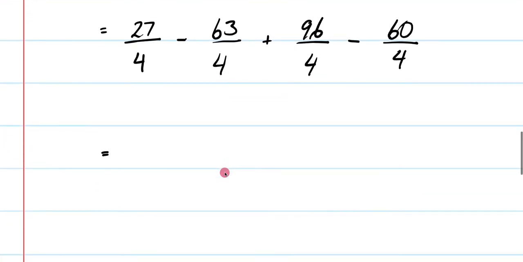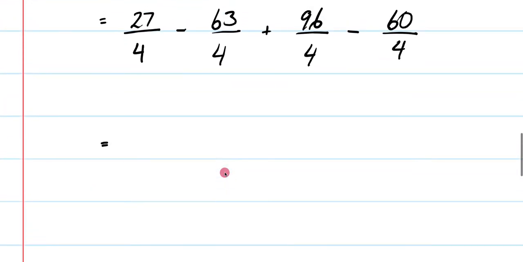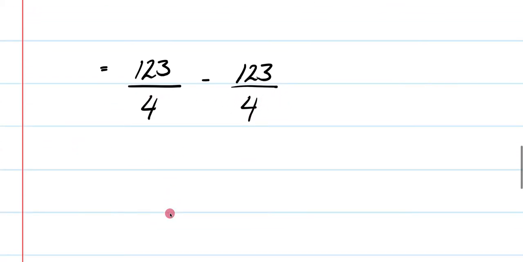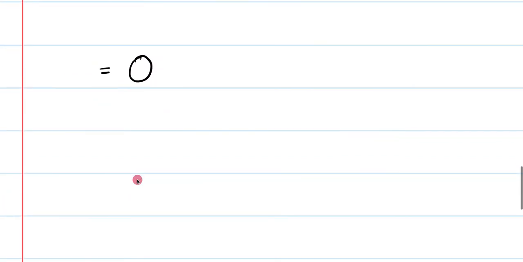Let's now come down. All right. So I'm going to go 27 plus 96, 123, minus 4, 123 over 4. Negative 63 minus 60. Oh, would you look at this? 123 over 4. Look at that. You know what that's going to equal, everyone? Do you? It's going to be equal to 0. Why is that such good news?